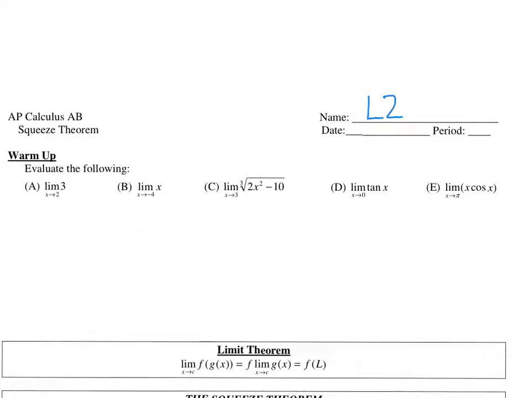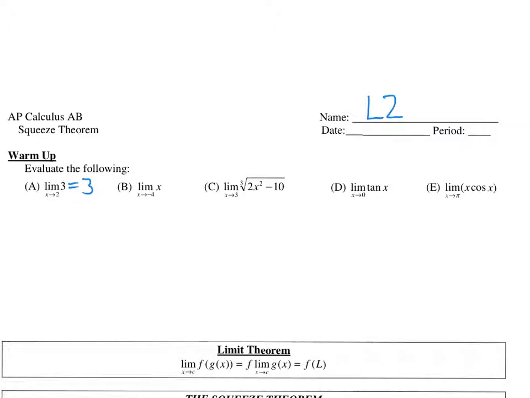All right, so you've gotten a little bit of time to work on these. Let's run through and see if we were able to figure these out, okay? So what did we get for A? 3, good. A constant function always equals the same thing. So no matter what you're approaching, it's going to approach that value.